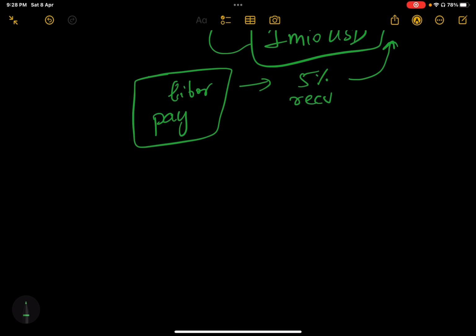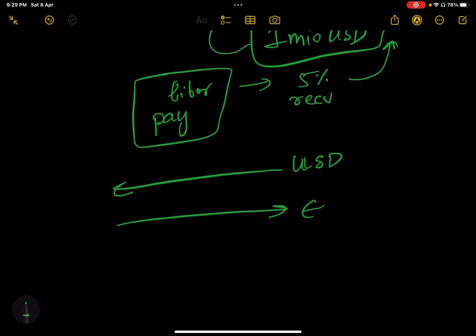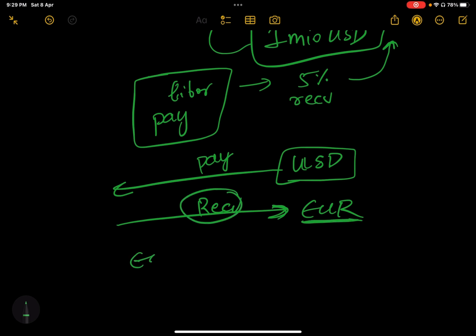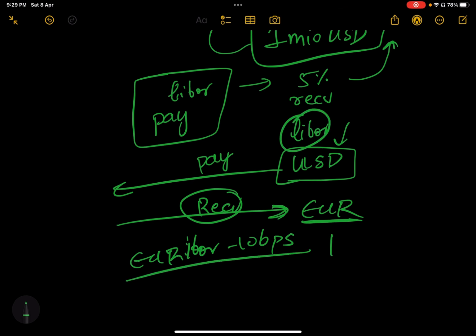Here is where the cross-currency swap comes in. Whatever money it has received in USD, it swaps to Euro, its home currency. Because it is receiving euro now, it has to pay back the interest in euro terms. So let's say this interest is Euribor minus 10 bps, and it receives interest on USD, which is, let's say, LIBOR. Pays this and receives this.